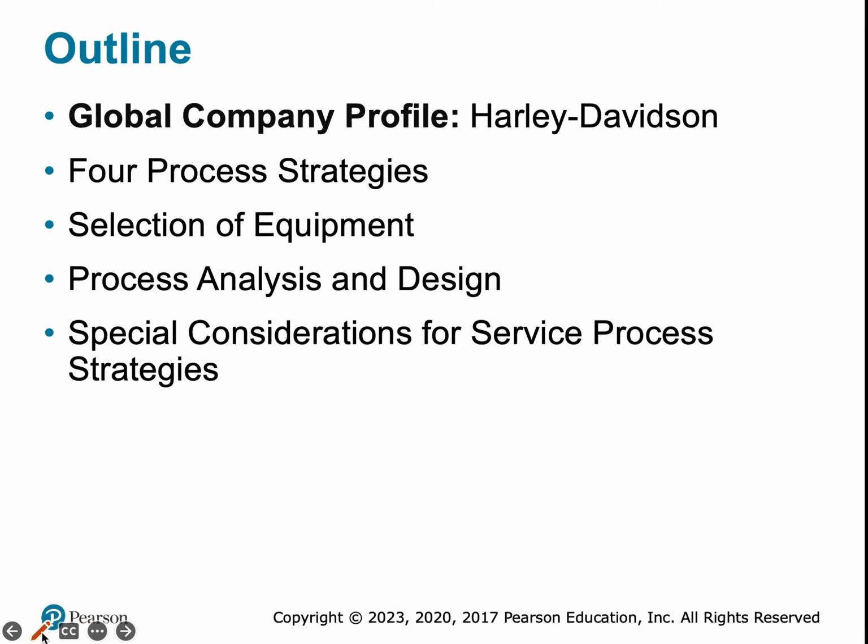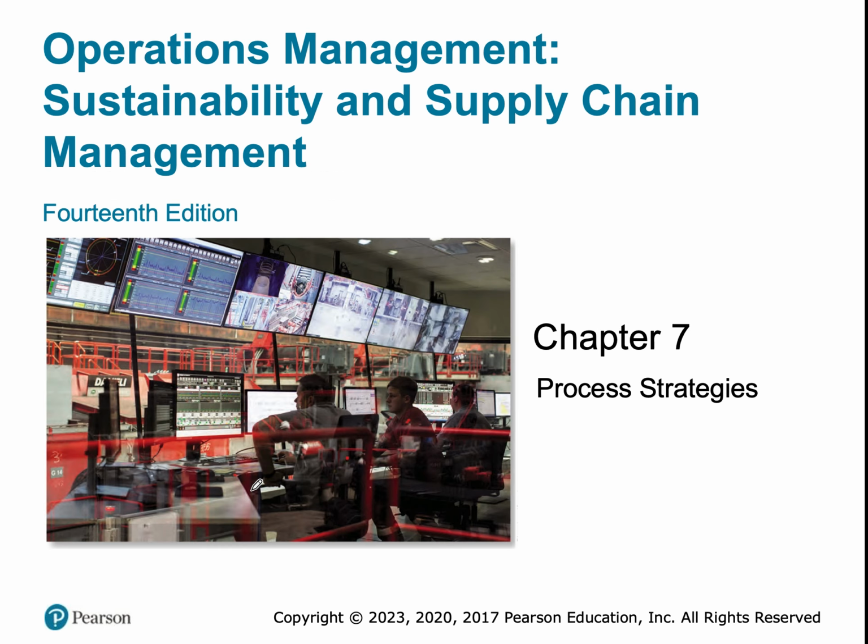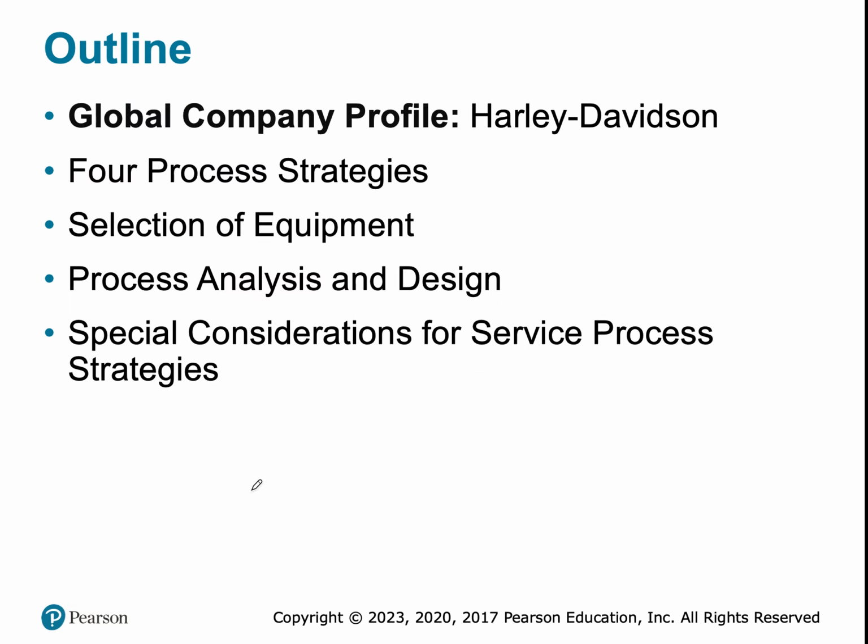Okay, so without wasting time, let's quickly take a look at what we have. Let's take a look at the outline. Here we're going to look at the global company profile. We're going to look at Harley-Davidson's company and how they used to manufacture motorcycles. And then we're going to look at the 4 process strategies. Remember, chapter 7 is called process strategy. In looking at this process strategy, we're going to identify the 4 ways by which strategies for processes are harnessed for production maximization and optimization.